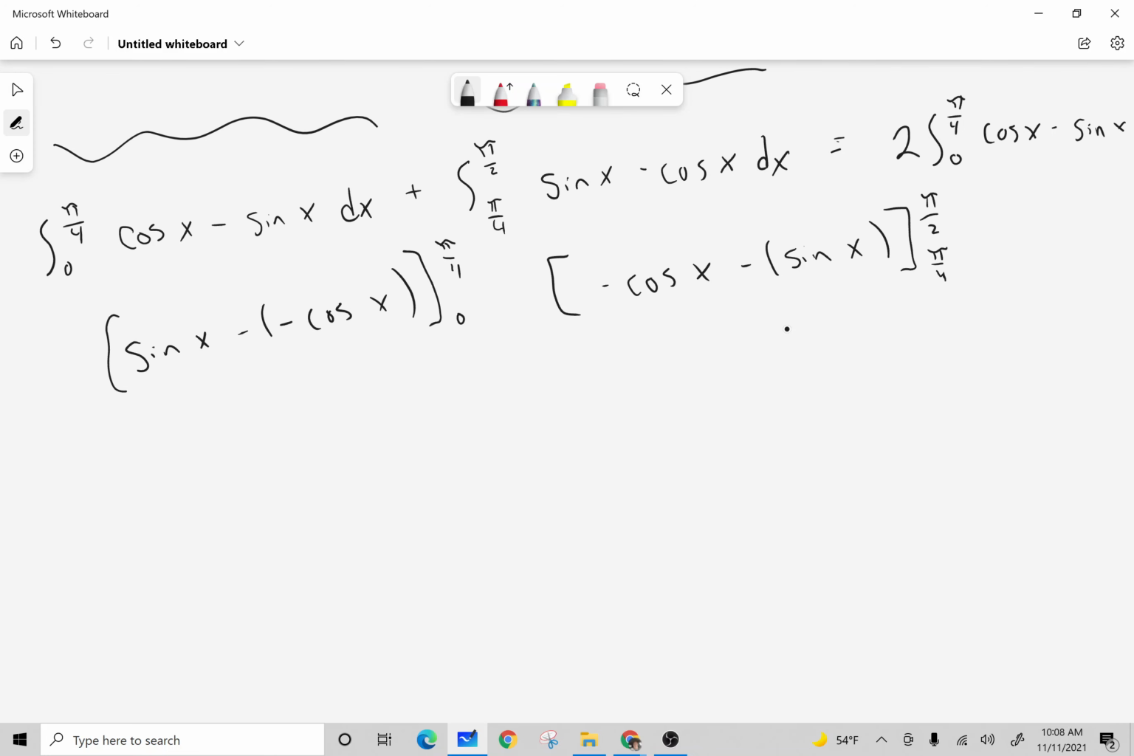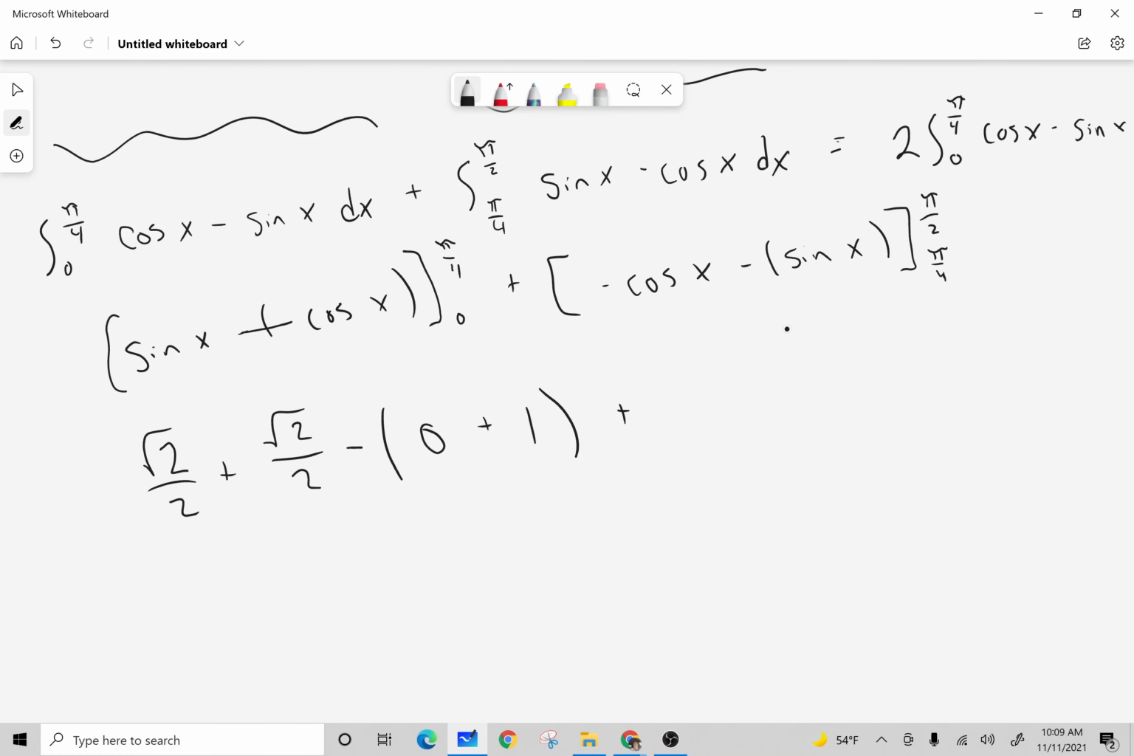Sine of pi over 4 is square root of 2 over 2, plus, this is a plus, square root of 2 over 2, minus, and then we plug in 0. Sine of 0 is 0, and then plus cosine of 0 is 1. Okay, and then we do our addition here. Sorry, I forgot I left that out.